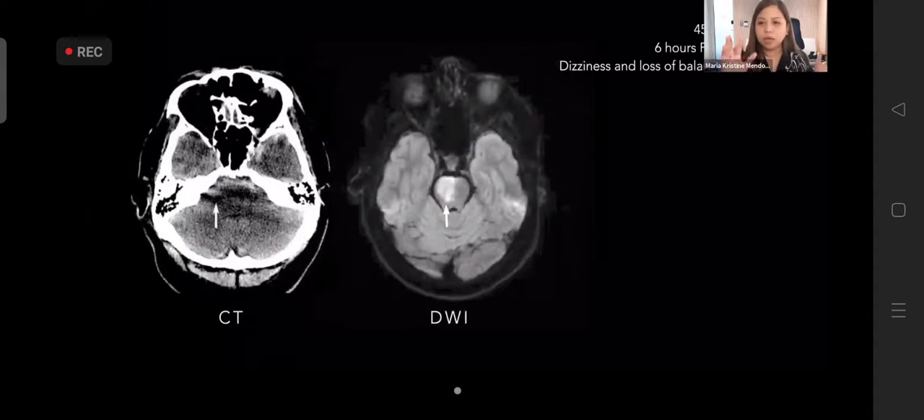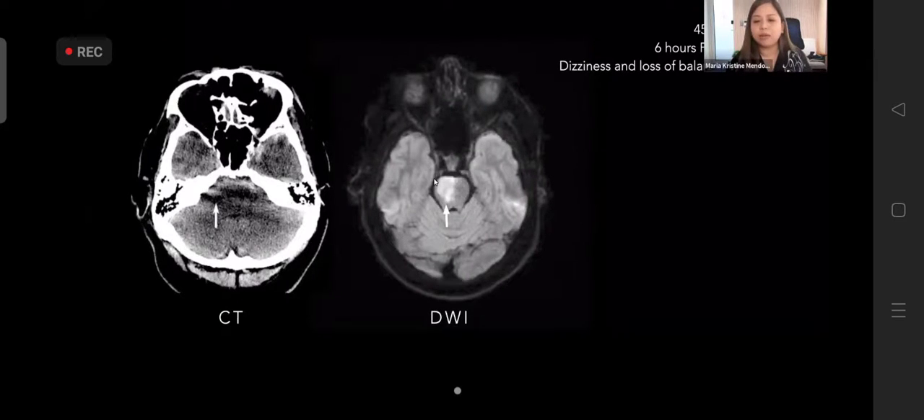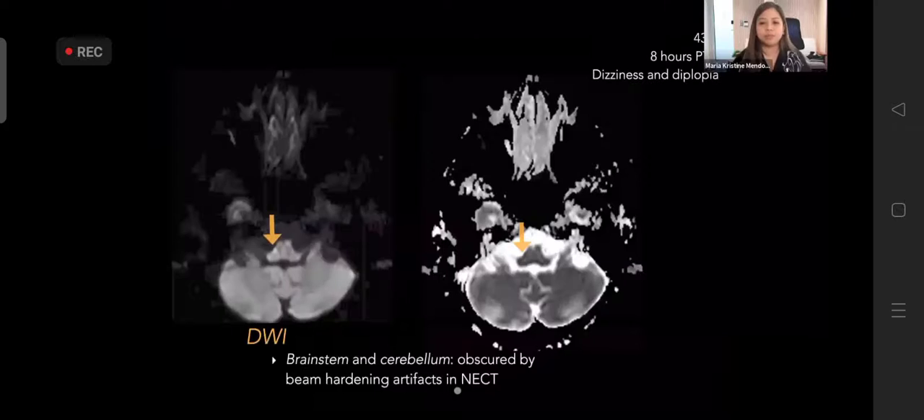Similarly, this is a patient presenting with dizziness, and the CT quality is really bad, especially in the posterior fossa because of the presence of osseous structures in the skull base, and you cannot really evaluate the brainstem properly. And when they did the DWI, it clearly demonstrates the acute infarct in the right hemipons.